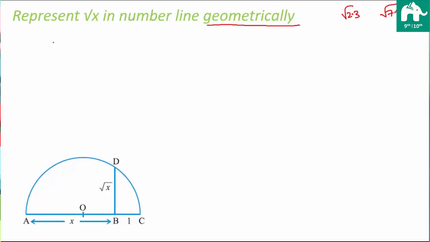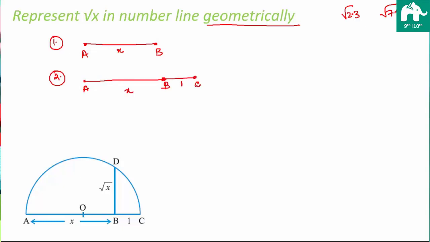So how do we represent such numbers on a number line geometrically? Here we will follow a few steps. Step number 1: first draw a line of length x. Let's call that AB. Step number 2: you already have AB. Now extend it by 1 unit and name this point C. So now you have AB equal to x and BC equal to 1. In step number 3, identify the midpoint of this line AC. The entire line segment is AC, so you have to identify the midpoint. Let us suppose that this is the midpoint.